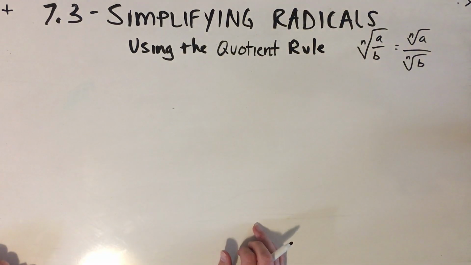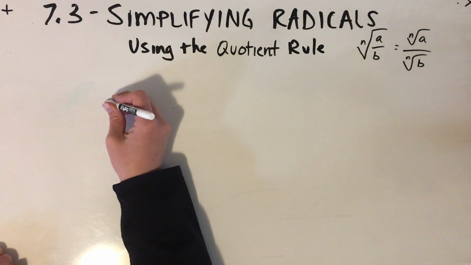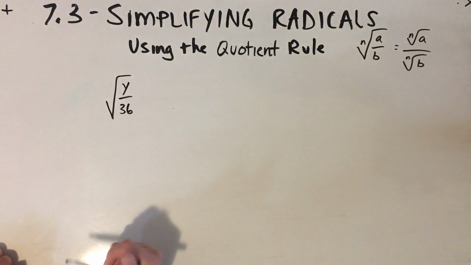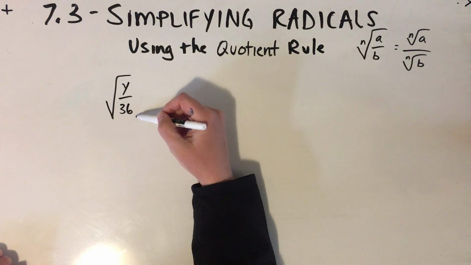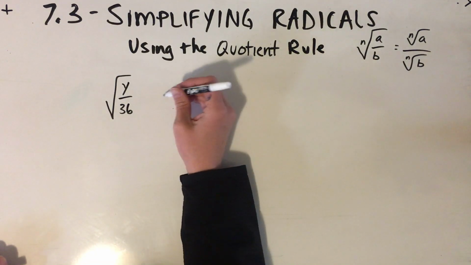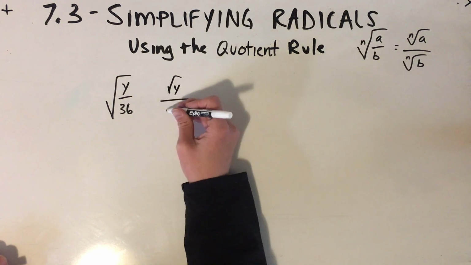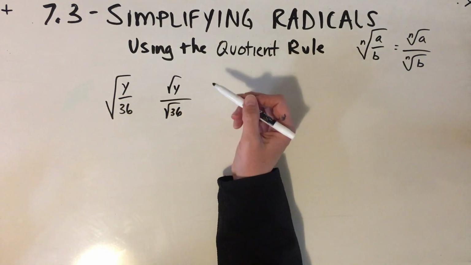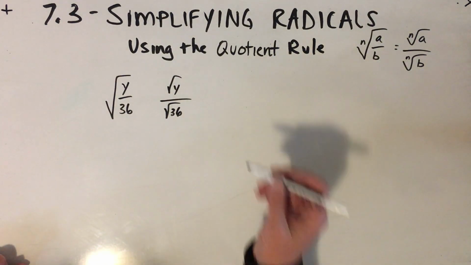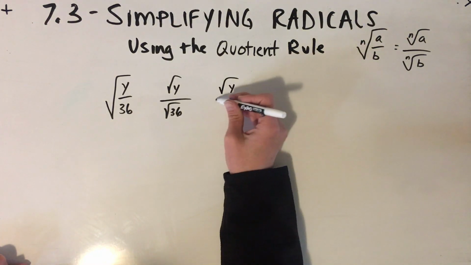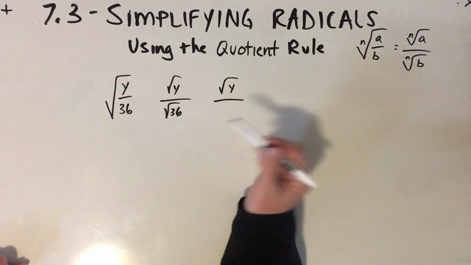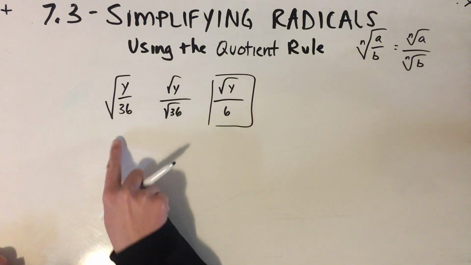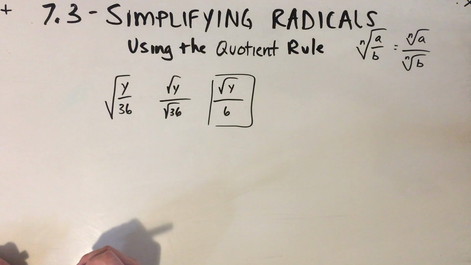So what do some of these look like? Well, if I wanted to see, well, what is the square root of y over 36? Well, I can't simplify y and 36, but I can rewrite it as the square root of y over the square root of 36. Square root of y can't be simplified because there's just a single y, and I would need 2 of them. So this is still just going to be the square root of y. But this can be simplified. The square root of 36 is just going to be 6. So by separating them out, by using this rule here, we can separate them out and simplify it.